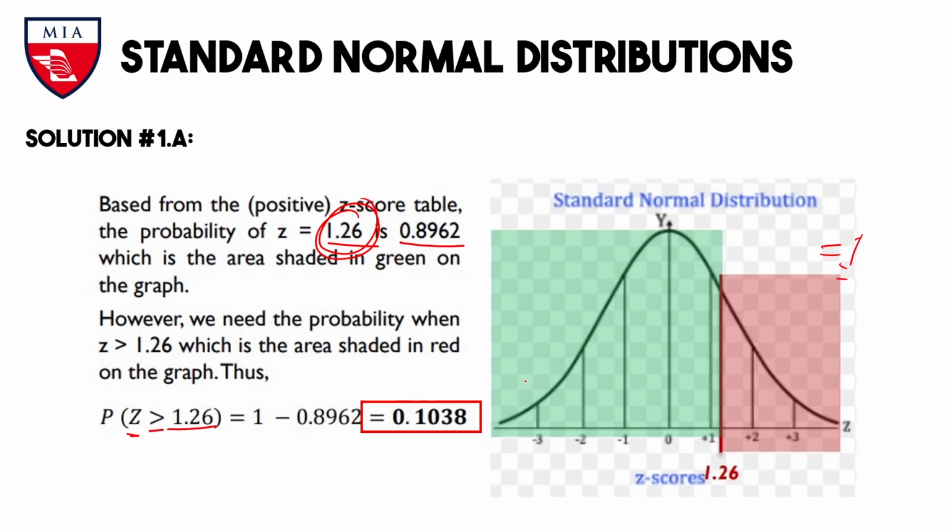Therefore, it is the red region. Wherein, we need to subtract from 1 the probability value of 1.26 based on the z-scores. So we have 1 minus 0.8962. We have an answer of 0.1038. Okay? So that's how we solve a certain problem based on the traditional way, wherein we search for the values based on the table.